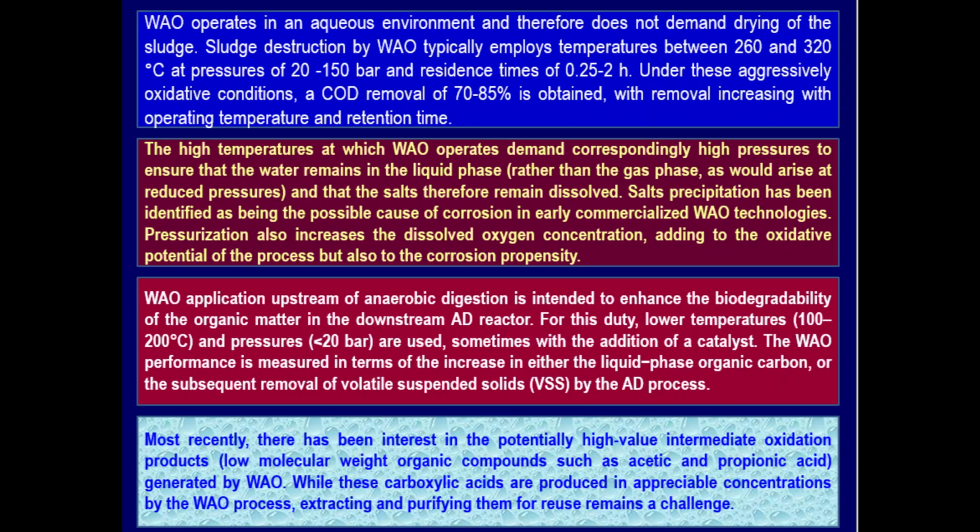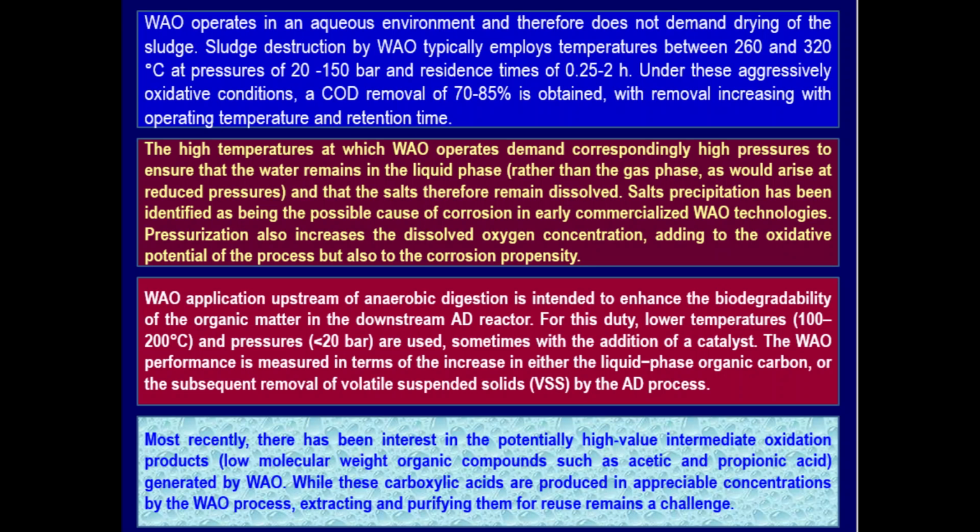Sludge destruction by wet air oxidation typically employs temperatures between 260 and 320 degrees centigrade at pressures of 20 to 150 bars and residence times of 0.25 to 2 hours. Under these aggressively oxidative conditions, a chemical oxygen demand, that is COD, removal of 70 to 85% is obtained, with removal increasing with operating temperature and retention time.